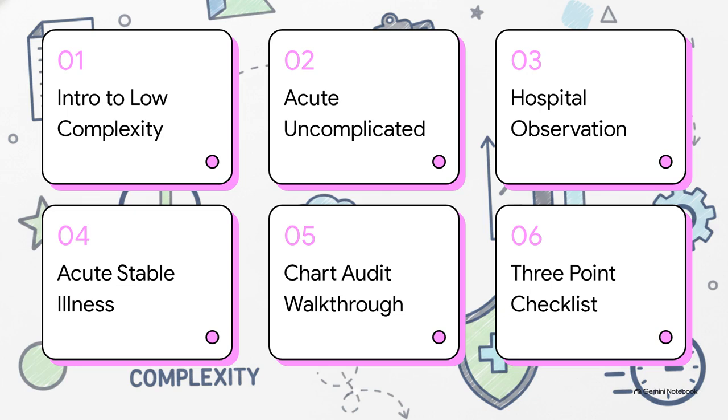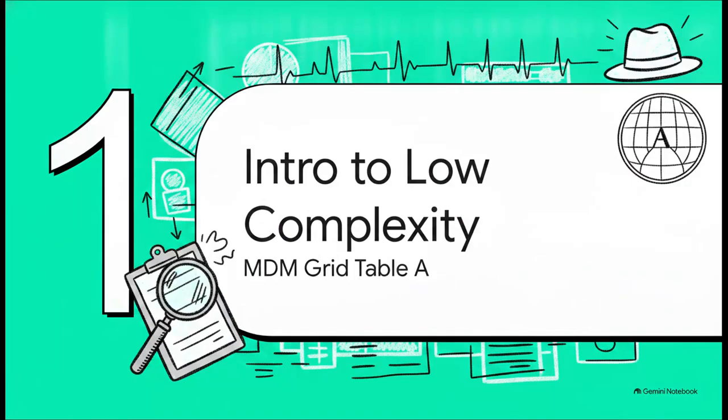Here's our roadmap for today. We're going to hit the intro to low complexity, acute uncomplicated illnesses, hospital observation and admission, defining acute stable illness, run through a practical chart audit walkthrough, and wrap it all up with a 3-point audit checklist. Quick and focused. Section 1.